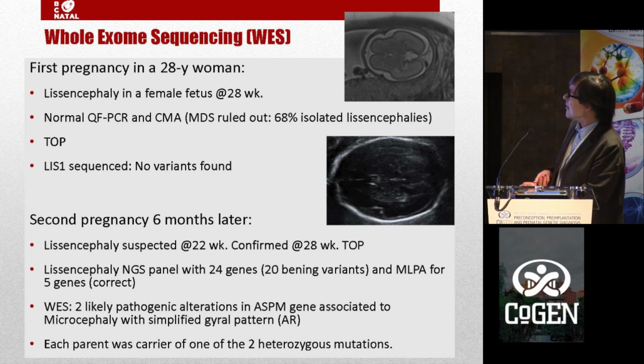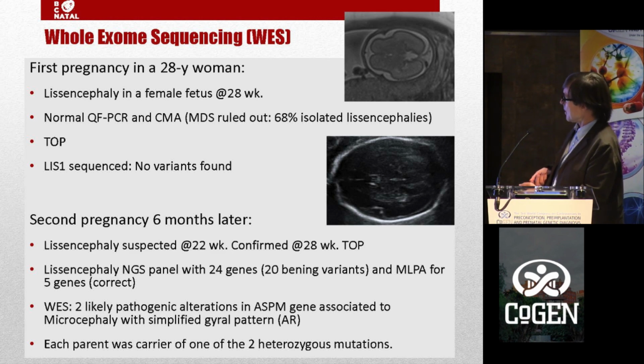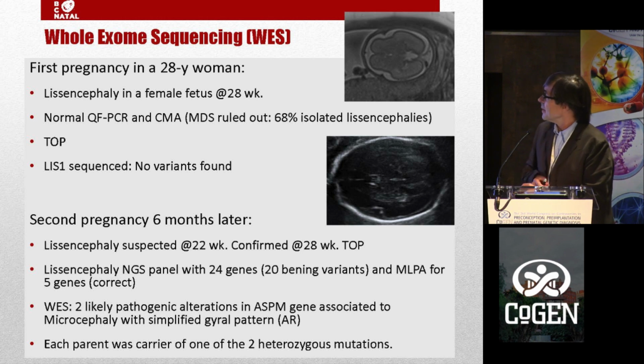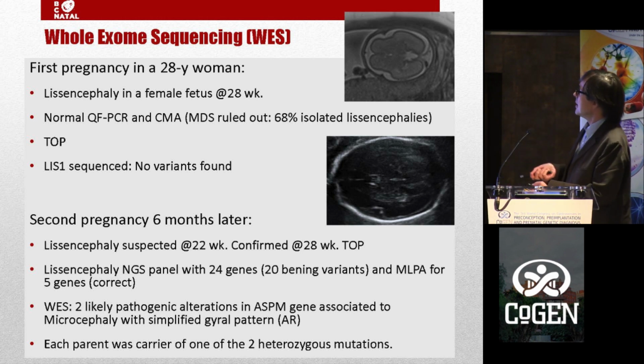There was a lissencephaly in a female fetus at 28 weeks, normal QF PCR, normal CMA, so Miller-Dieker syndrome was ruled out, TOP. We decided to sequence at least one. It was a female fetus, no variant. Second pregnancy, 6 months later, another lissencephaly suspected at 22, confirmed at 28. Termination. We ordered a panel. We were discussing, is it better panel, is it better WES.